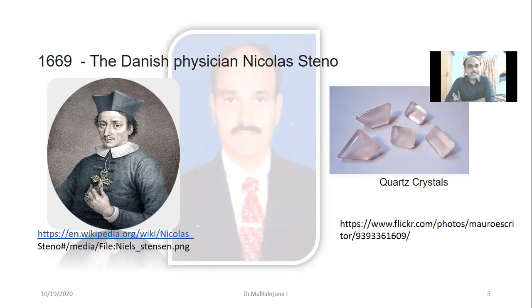How did Steno do his observation? He was also a mineralogist. He was working with minerals. He made his observations with quartz crystals, as I have shown in the picture. For the same species, the quartz crystals, the shapes of these crystals vary. And also, if you look at the pictures of the quartz crystals, the sizes also vary. So for a particular mineral or compound, or the crystals belonging to that species, during the crystal growth, the size and shape of the crystals may vary.